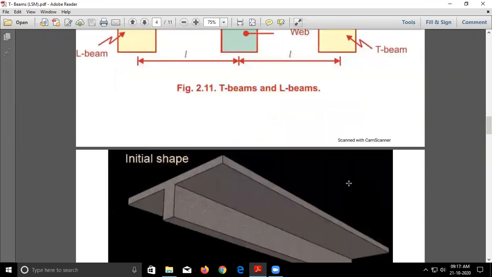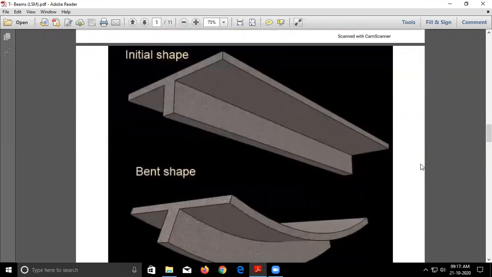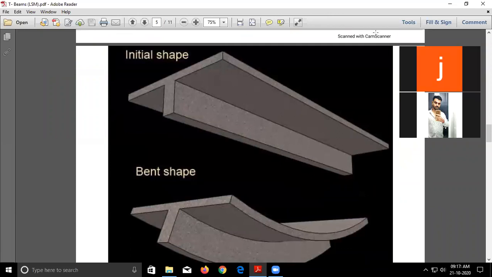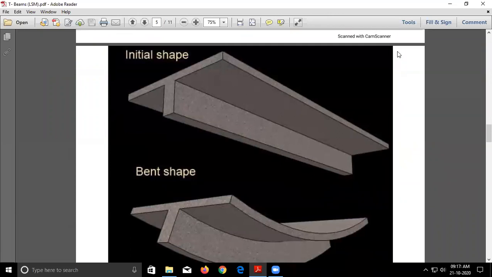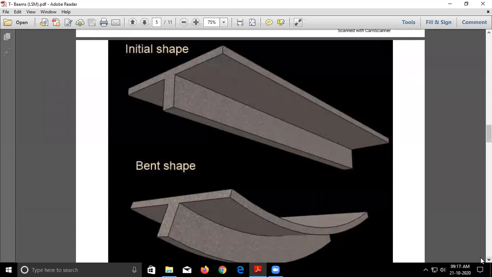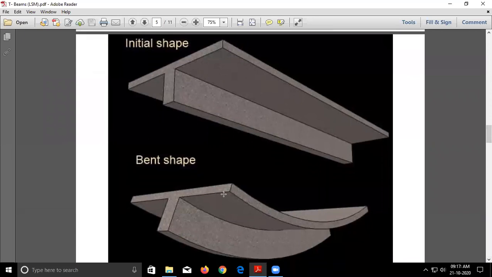One more figure we will see: how it will deflect due to the loading. This is the initial shape of a T beam. Once subjected to loading, it will bend like this. This portion will also bend with it. Are you getting that? That is the reason we are considering this entire thing as part of the beam, and that beam is nothing but your T beam. Is this clear, everyone?